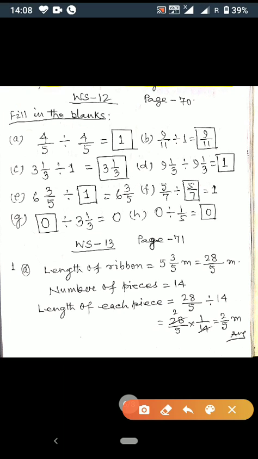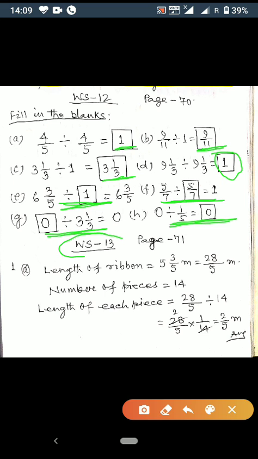B, 9 by 11 divided by 1 equal to 9 by 11. 3 whole 1 by 3 divided by 1 equal to 3 whole 1 by 3. 9 whole 1 by 3 divided by 9 whole 1 by 3 equal to 1. 6 whole 3 by 5 divided by 1 equal to 6 whole 3 by 5. F, 5 by 7 divided by 5 by 7 equal to 1. 0 divided by 3 whole 1 by 3 equal to 0. H, 0 divided by 1 by 5 equal to 0.